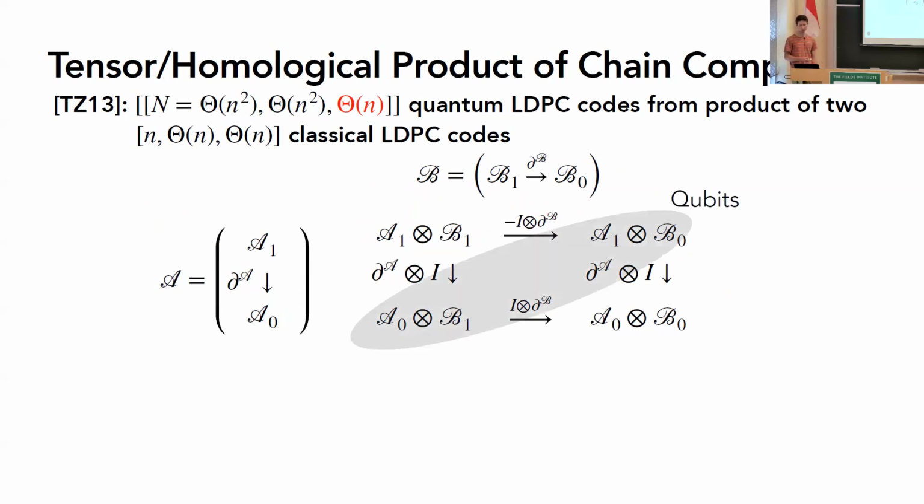And then we get a quantum code by placing our qubits along the diagonal. So we have two grids of qubits. We have one grid up here of qubits and one grid down here of qubits. And then we have one grid of X checks corresponding to this space, and one grid of Z checks corresponding to this space.